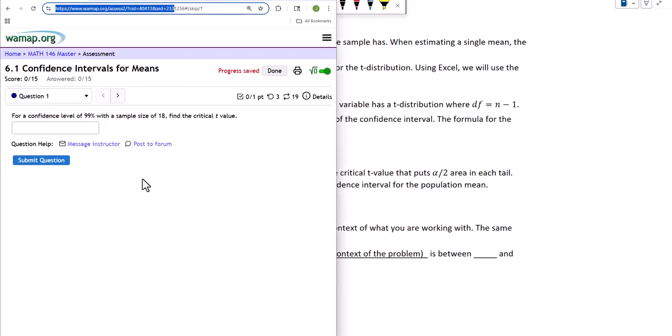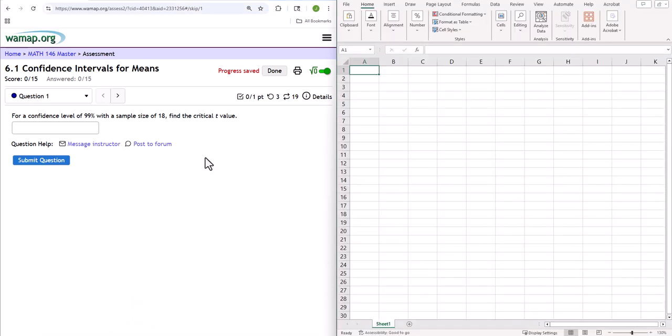So, getting some questions to do. The first one from 6.1, just like before, we're going to work with finding out what the critical value is. That's that t alpha over 2, and I'll bring up Excel for doing that. For this question, for a confidence level of 99% and a sample size of 18, find the critical value. It's easy for me to say.